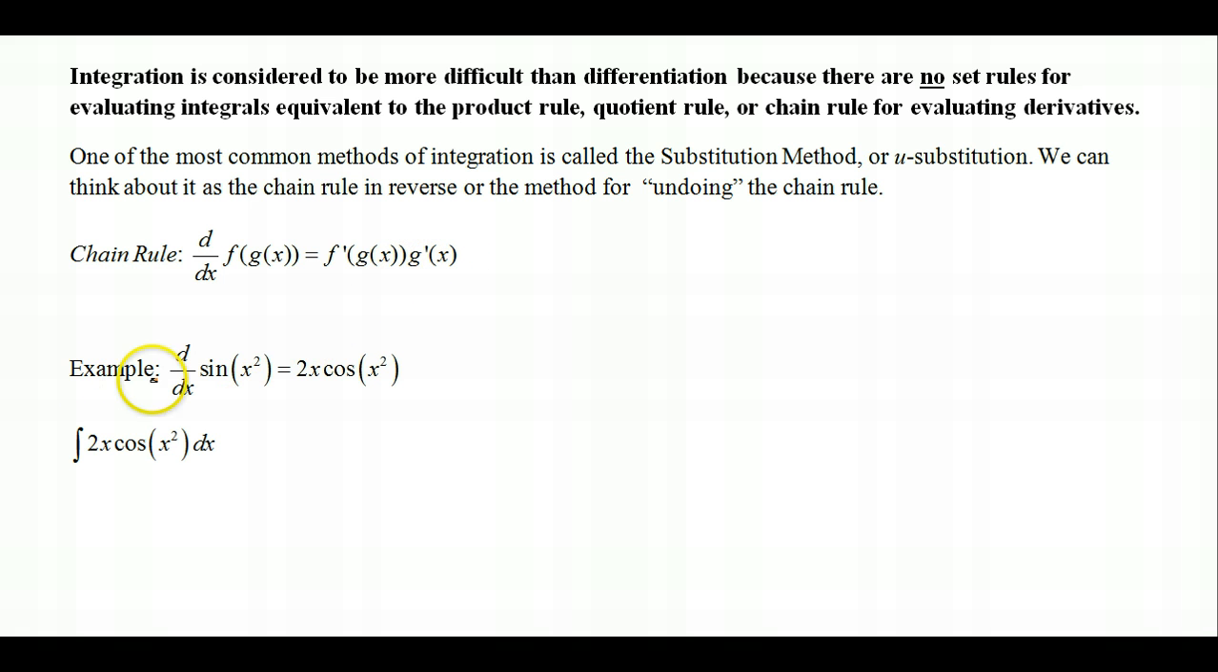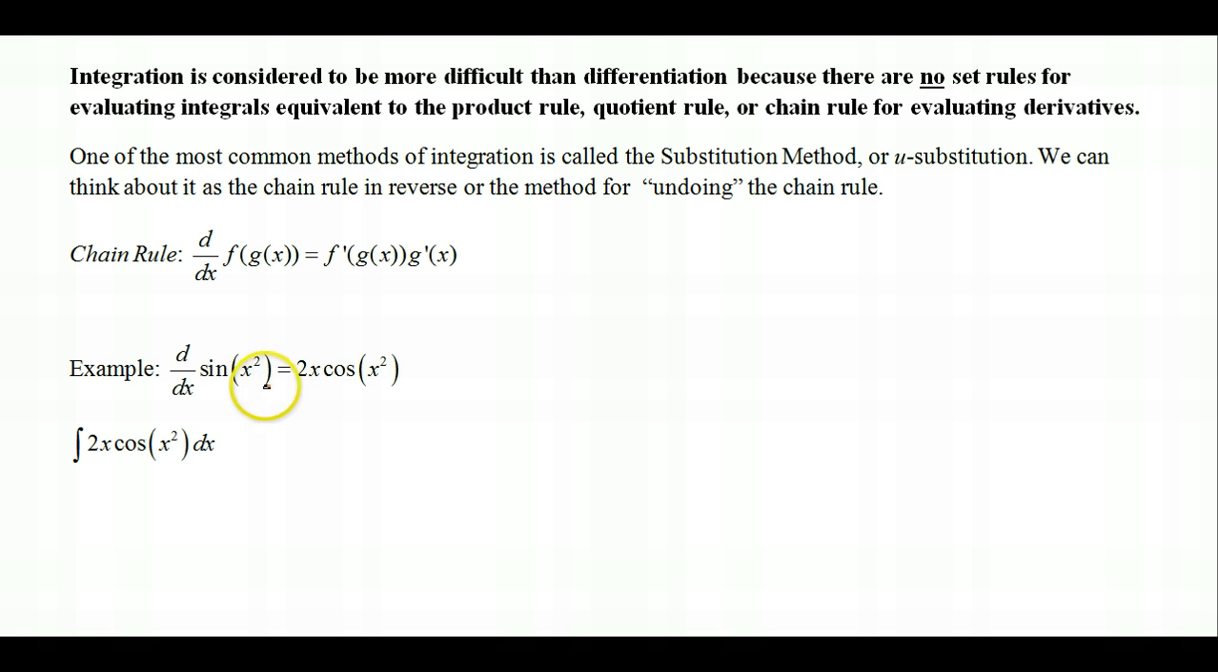So we can take a look at an example here. We have the derivative with respect to x of sine x squared. So x squared is inside the sine function, so by the chain rule, the derivative of sine is cosine, and we leave the inside function the same, so cosine x squared, and then we multiply by the derivative of x squared, and I went ahead and put that in the front. So 2x cosine x squared is going to be the derivative of sine x squared using the chain rule.